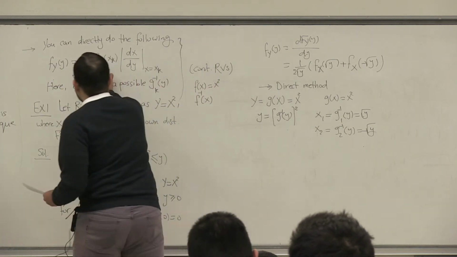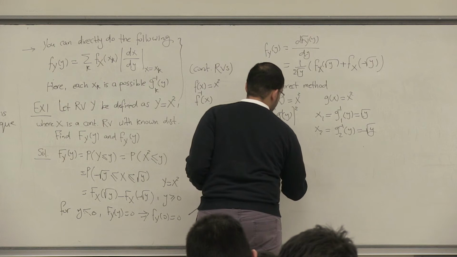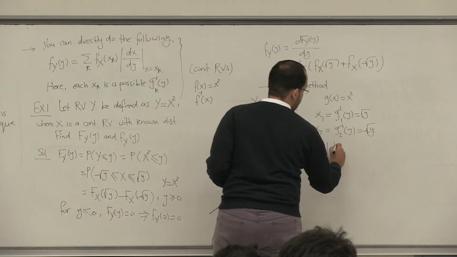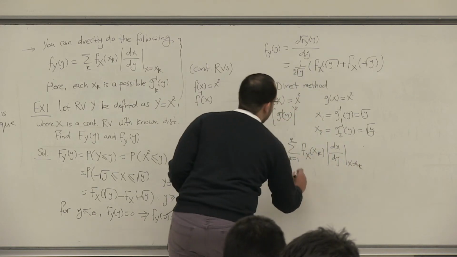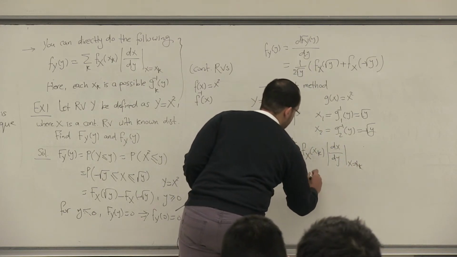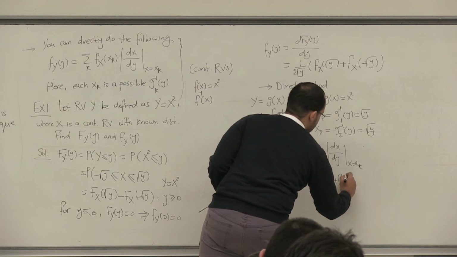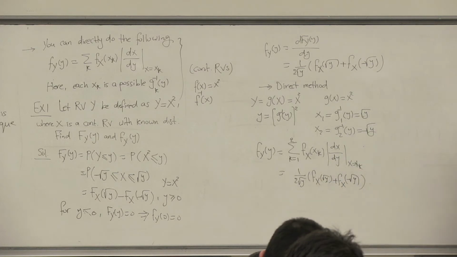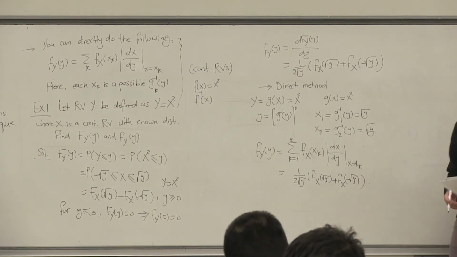And thus we directly substitute in this relation f_Y of y equals the summation from k equals 1 to 2 of f_X of x_k times the absolute value of dx by dy at x equals x_k, which immediately also gives us 1 over 2 square root y times f_X of square root y plus f_X of minus square root y. All right? Until now, do you have any problems? Everything is good? Okay.